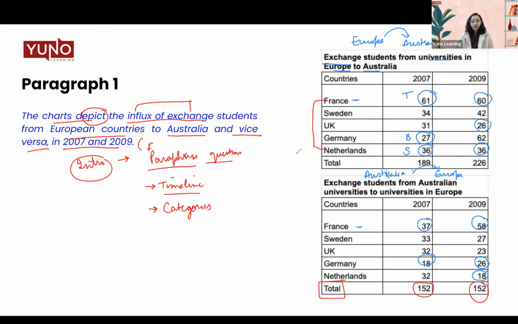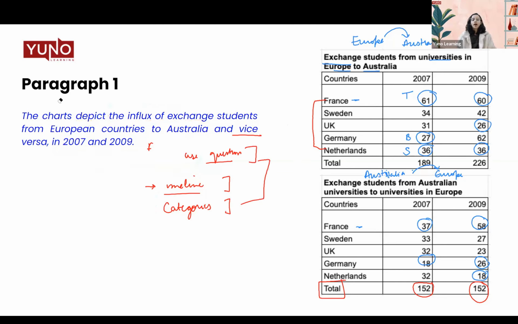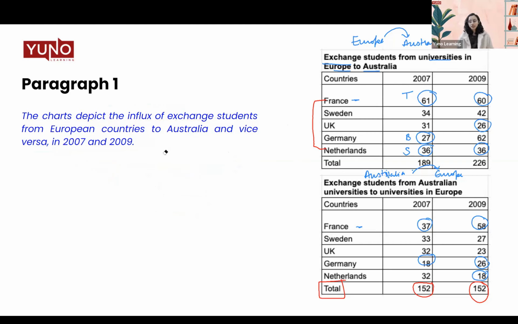So this is the introduction. No data to be given here. No numbers to be written down here. Just paraphrase the question. If a timeline is given, if a category is given, you can definitely mention it. And make sure that you do not write your question as it is. Whatever was given to you, you have to use synonyms, refine the statement, and change it. Let's move on to the overall.